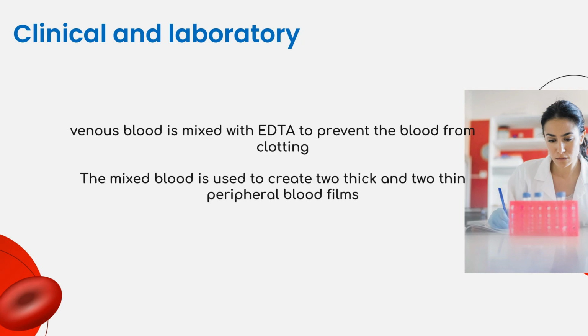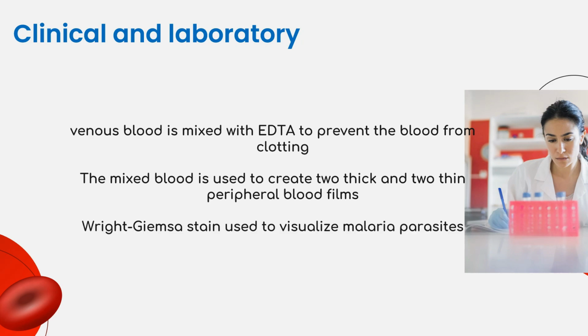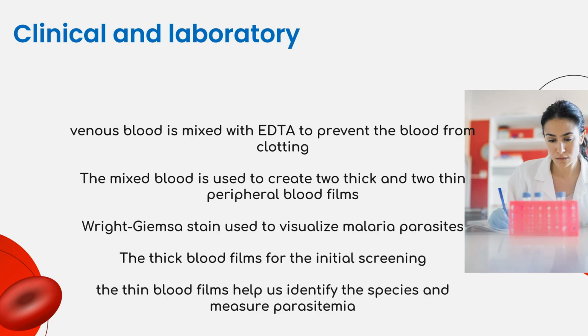Now, let's get creative. The mixed blood is used to create 2 thick and 2 thin peripheral blood films. Think of these films as our canvas, waiting to be painted with insights about the presence of malaria parasites. To bring the parasites into clear view, we use a remarkable stain called Giemsa. This water-based stain is like a magician's wand, revealing the parasites in all their glory. The thick blood films are particularly useful for initial screening, while the thin blood films help us identify the species and measure parasitemia.